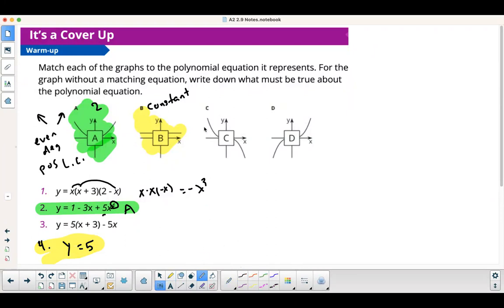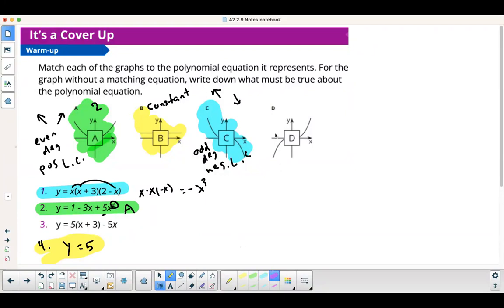Okay, let's go to the third one. Left side up, right side down. So if you look at your chart, or if you have your chart memorized, that's going to be an odd degree and a negative lead coefficient. So that's just like number 1 right there. So that would be matching up number 1 because I looked at this right here. I didn't have to multiply it all out.